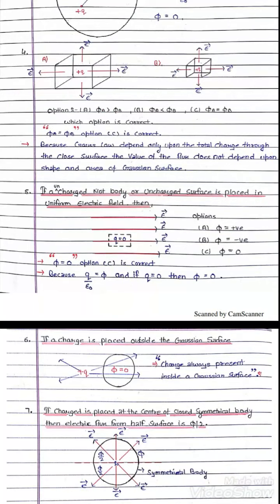The fifth one is, if an uncharged body or uncharged surface is placed in a uniform electric field, what will happen? Uncharged body means the charge is 0 in it. So when there is no charge, the flux is also 0.